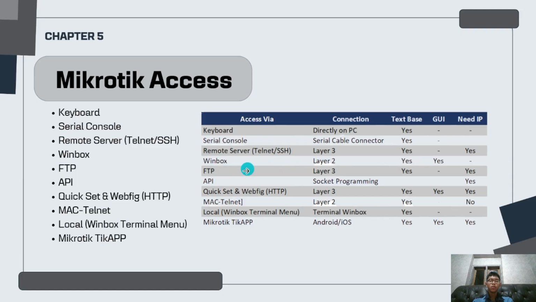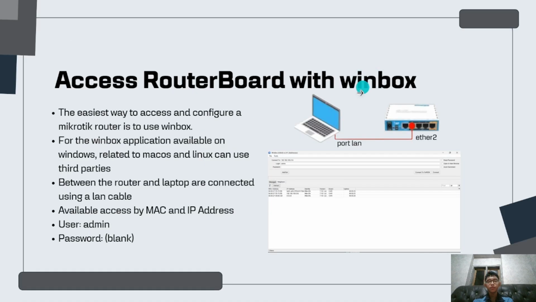Then the commonly used way to access MikroTik is via Winbox. The connection is layer 2 and it is text-based and GUI. You can see the example in the Winbox or Google. Access router board via Winbox. The easiest way to access and configure a MikroTik router is to use Winbox. The Winbox application is available on Windows; for macOS and Linux you can use third parties. Between the router and laptop are connected using a LAN cable.